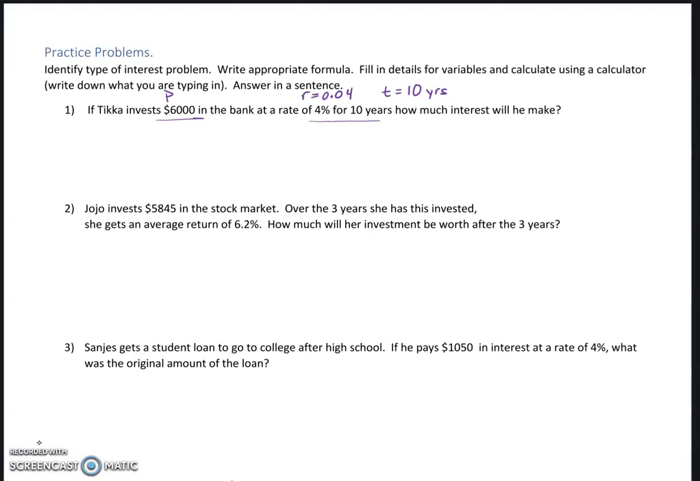It does not say anything about it being compounded, so we're going to say that is a simple interest problem. We are trying to just find out how much interest. So the interest equals question mark. So we can just jump right to this formula here, I equals PRT, and go ahead and fill everything in.